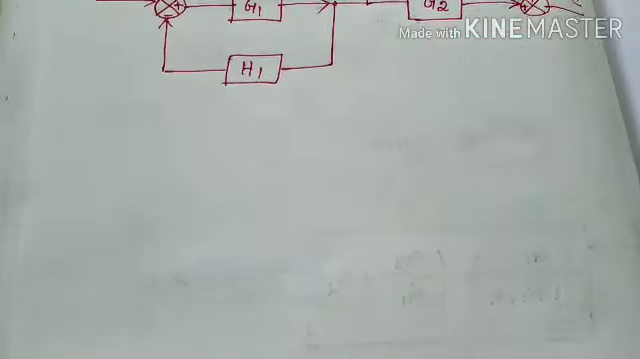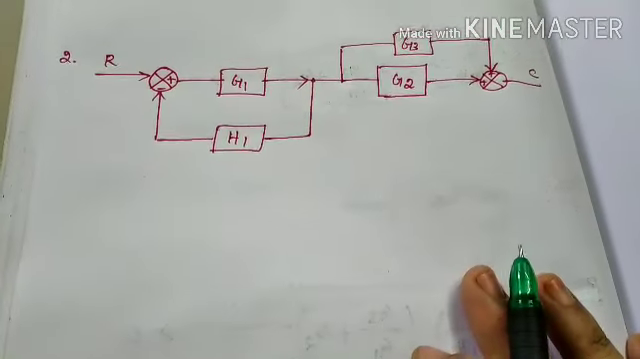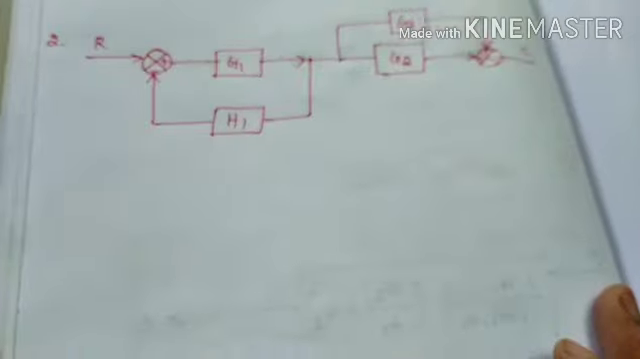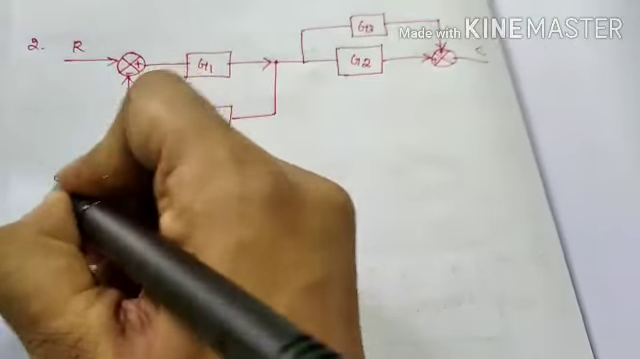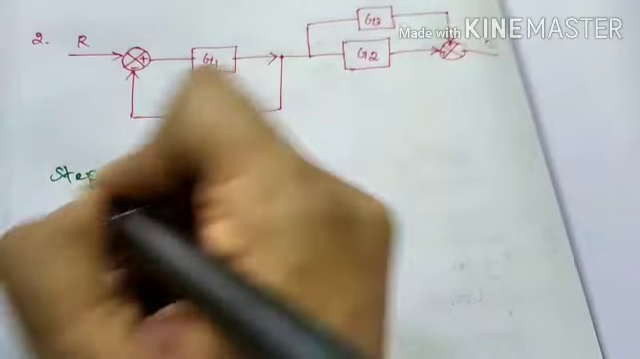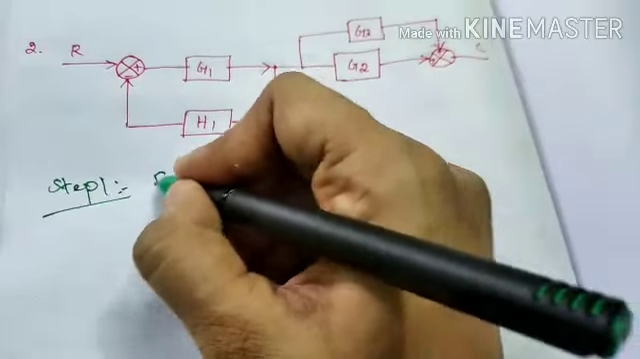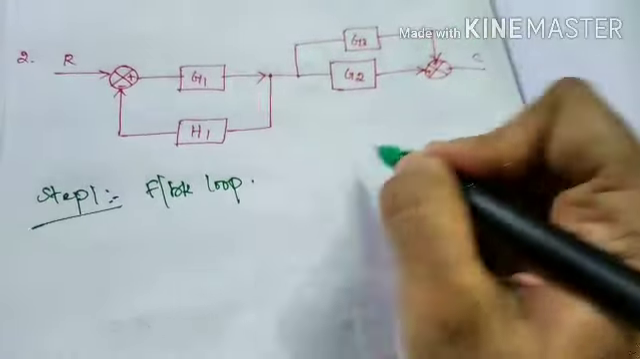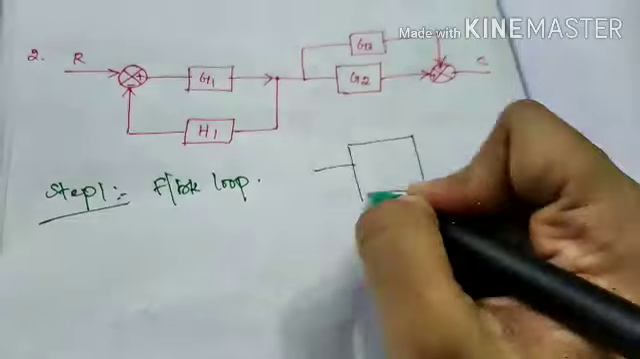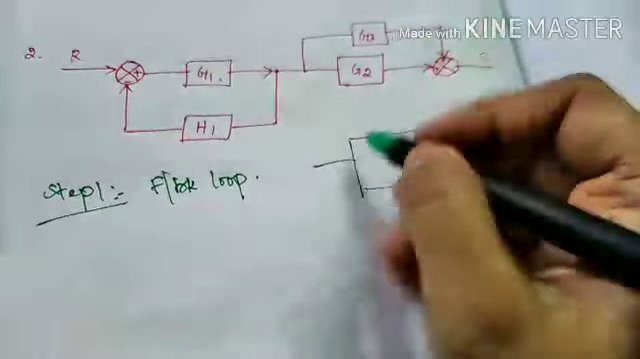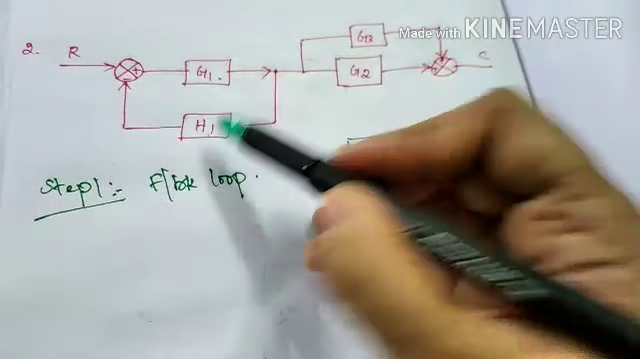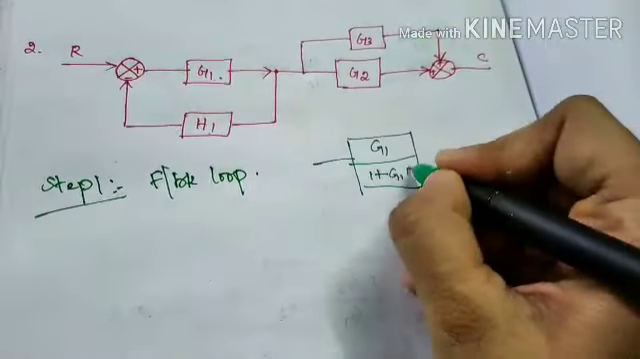Now let us solve this problem. This is a very simple problem. It will take only 2 steps. So what is the rule to eliminate this feedback loop? So first step, 1, eliminate feedback loop, right? What is the condition for eliminating feedback loop? Forward path gain is G1 divided by 1 plus forward path gain into loop gain, so G1 H1, right?